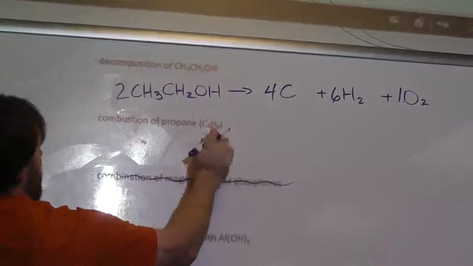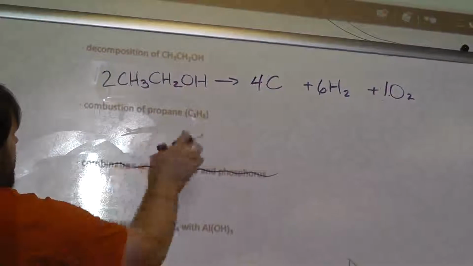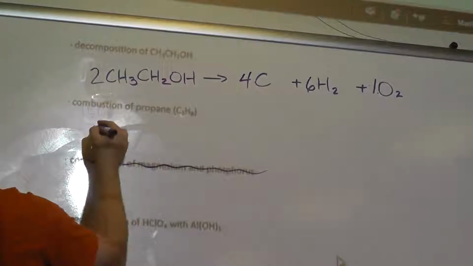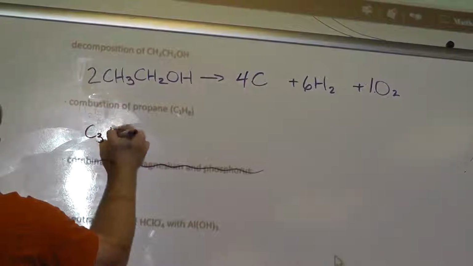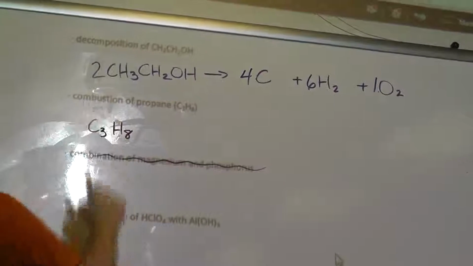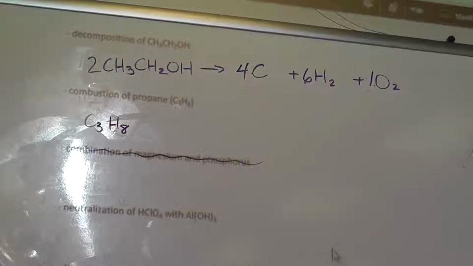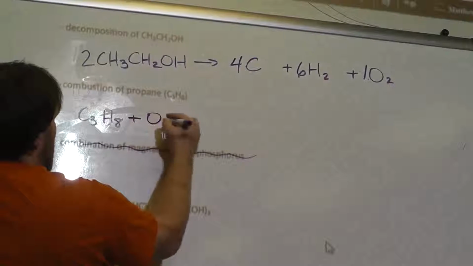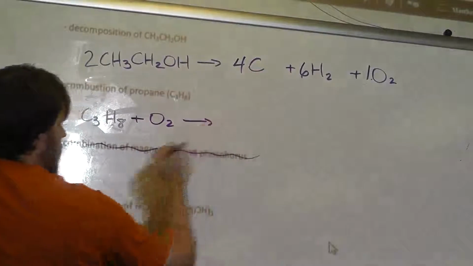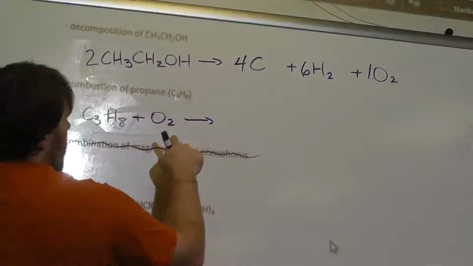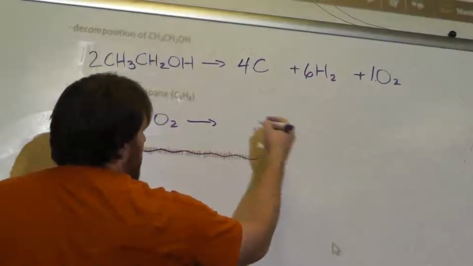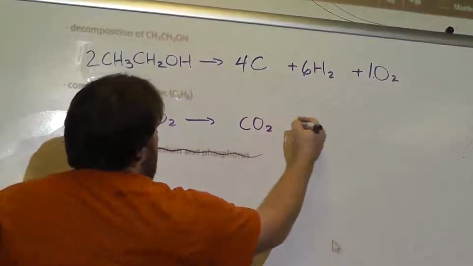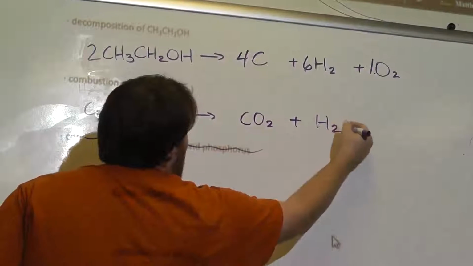So let's do this one right off of the exam practice. C3H8. Because it's combustion, what's your other reactant? Diatomic oxygen. One-way arrow. Only two products: CO2 and water.